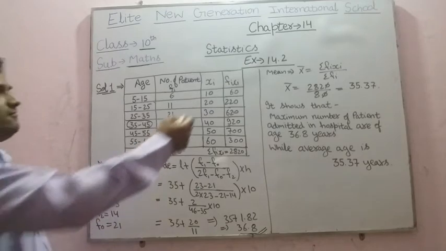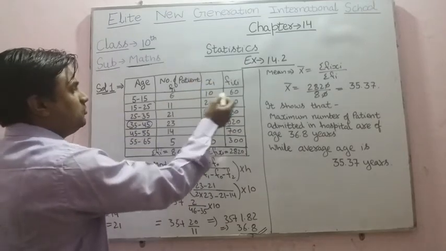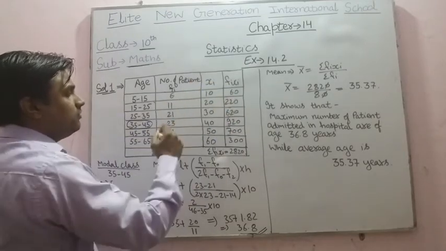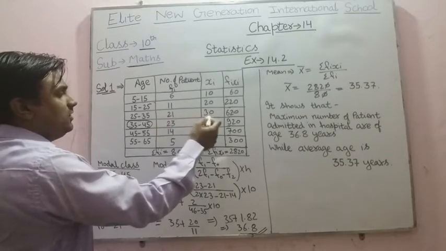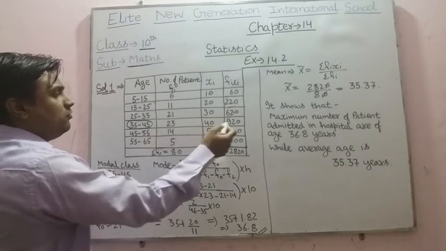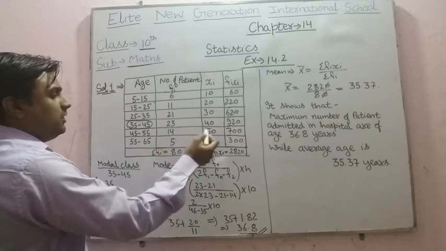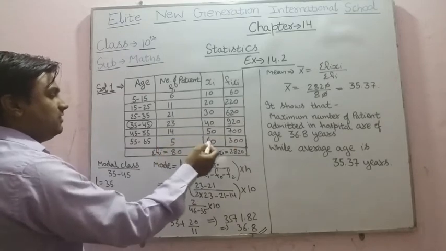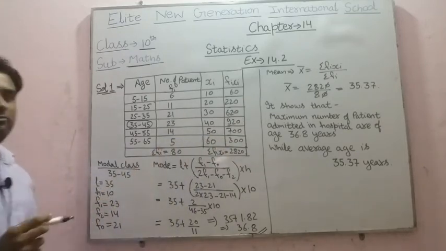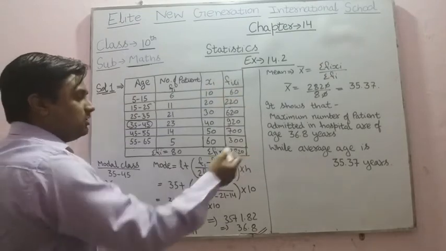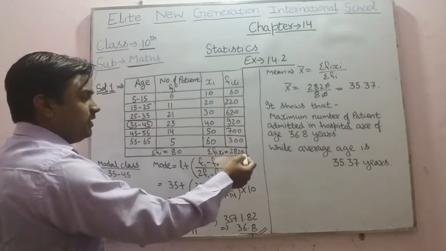Now we will find fixi. So fixi: 6 into 10 is 60, 11 into 20 is 220, then 21 into 30 is 620, 23 into 40 is 920, 14 into 50 is 700, 5 into 60 is 300. So by adding all these, sigma fixi equals 2820.